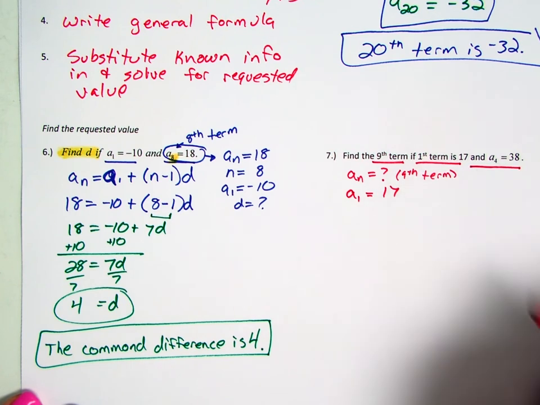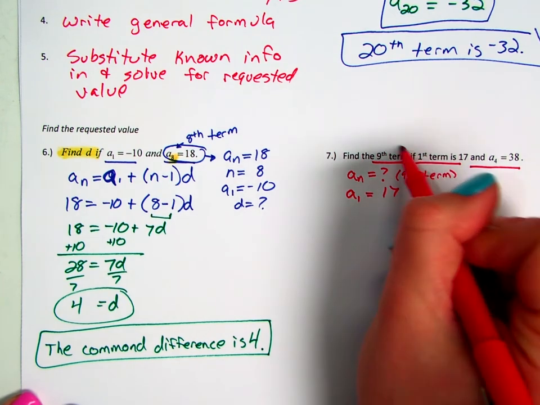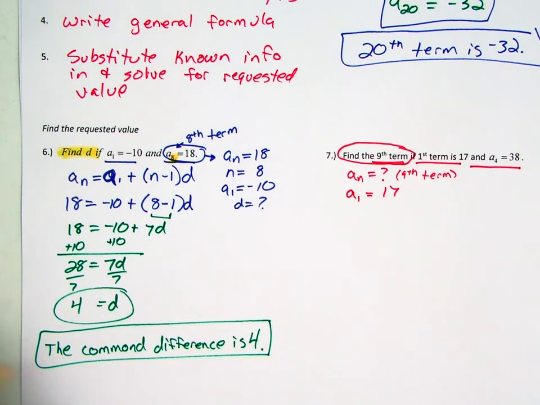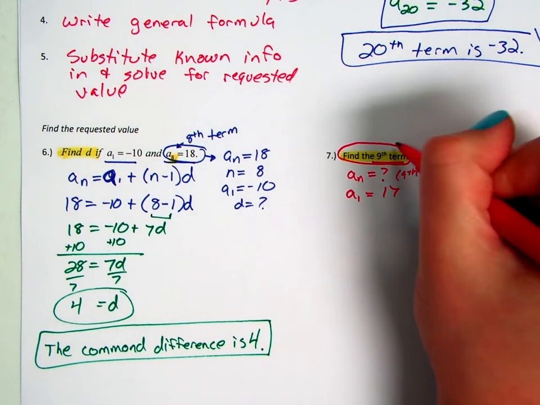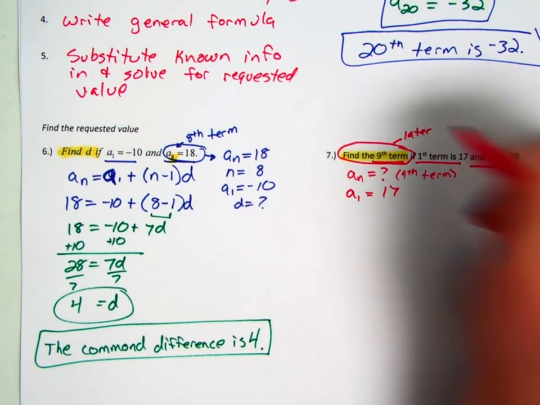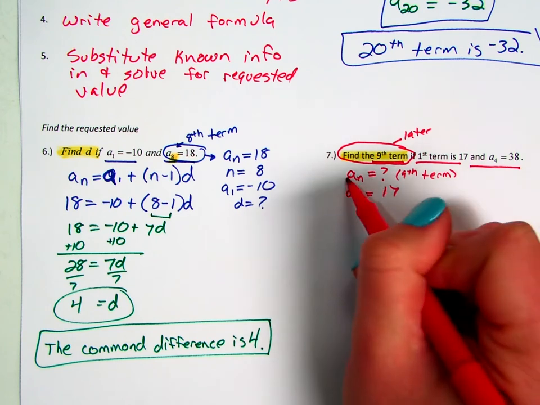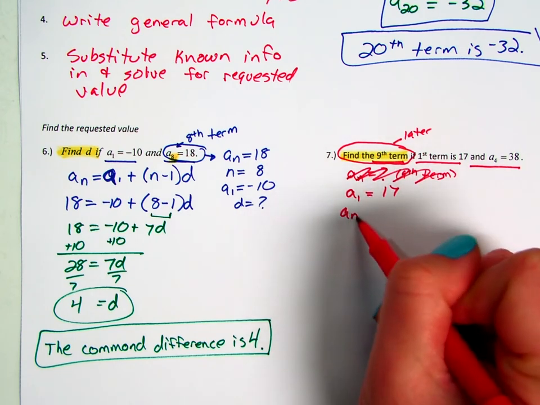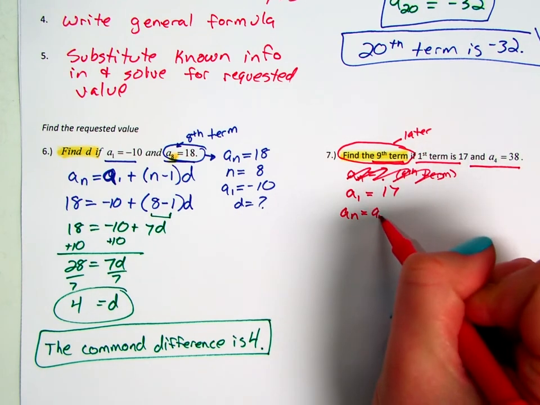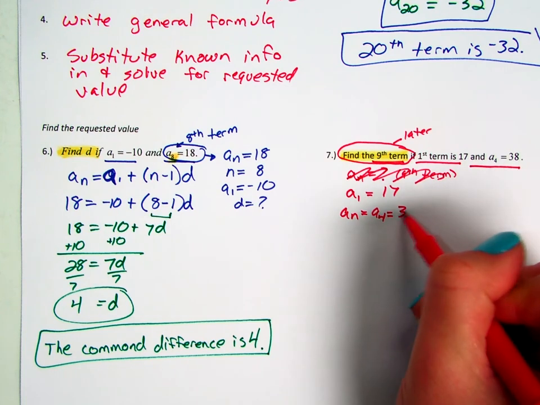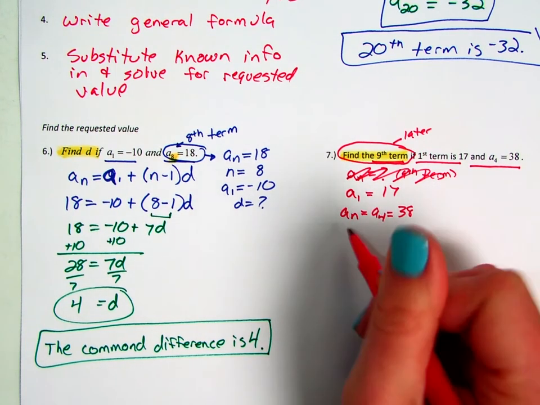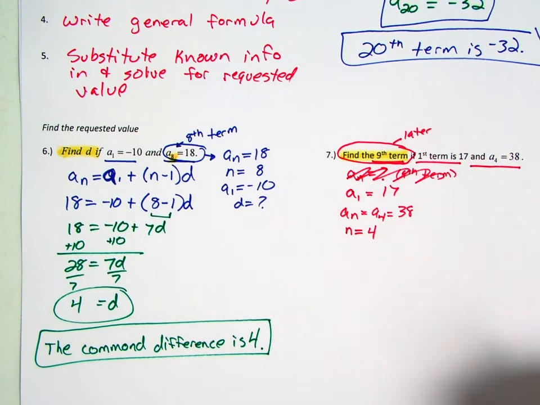Oh, but then they tell me what the 4th term is. So this actually is going to be a goal much later on. So this I'm going to save for dealing with later because they actually told us what a sub 4 is. So a sub n in this case is actually dealing with the 4th term, which is 38. And since I put in a 4 in place of my n, that means n is 4.